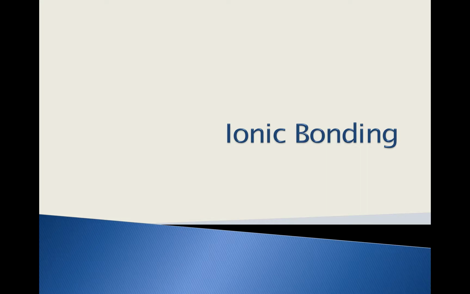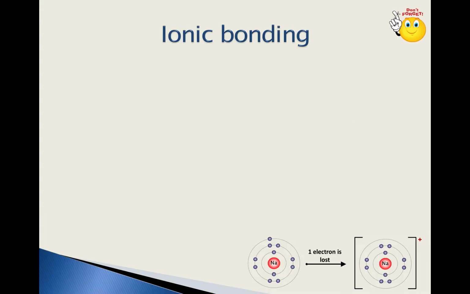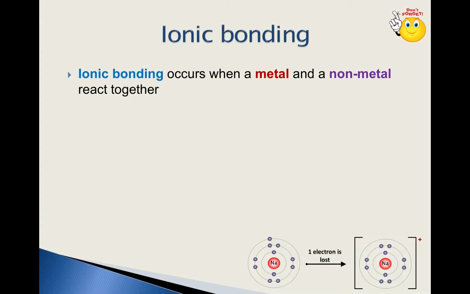This is AS Chemistry, Chapter 2, Lesson 1 on ionic bonding. So let's start by looking at what ionic bonding is. A lot of this is stuff that you may have seen at GCSE, or you certainly should have seen at GCSE. Ionic bonding occurs when a metal and a non-metal react together. So for ionic bonding, we always need a metal and we also need a non-metal present as well.